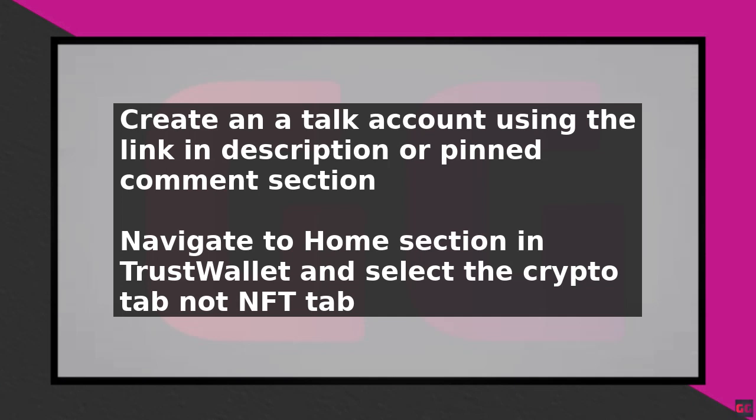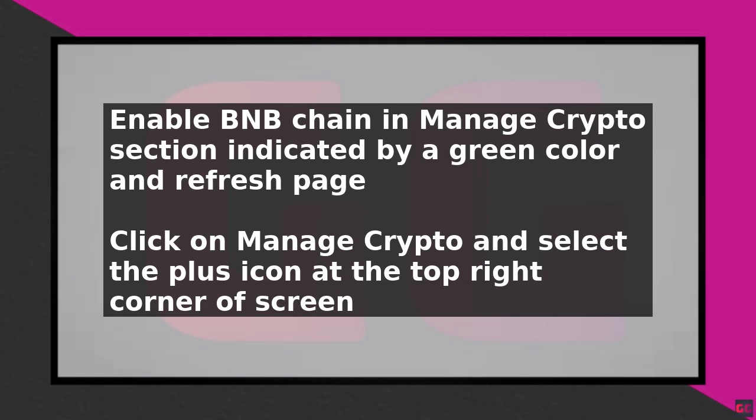After opening Trust Wallet on your mobile device, navigate to the Home section, located at the bottom left, and then select the Crypto tab, not the NFT tab. From there, click on Manage Crypto and ensure that the BNB chain is enabled, which should be indicated by a green color. If it's not showing, refresh the page.